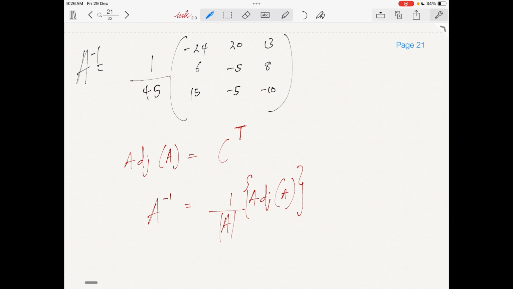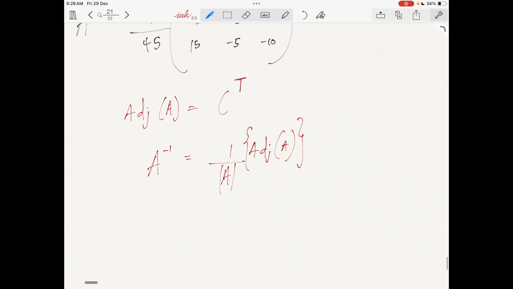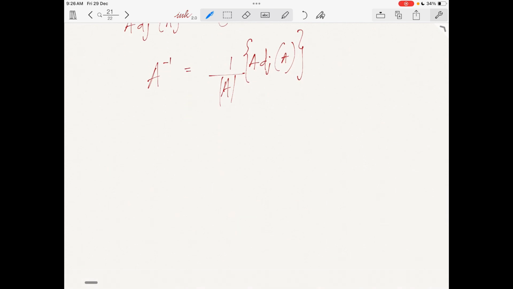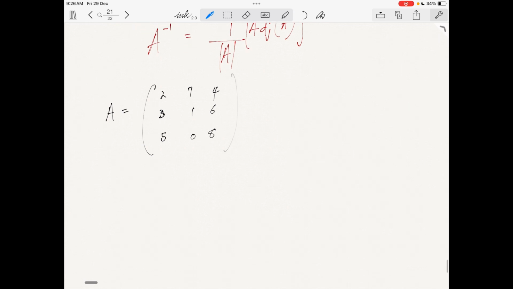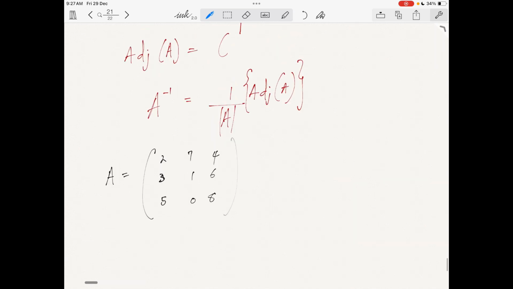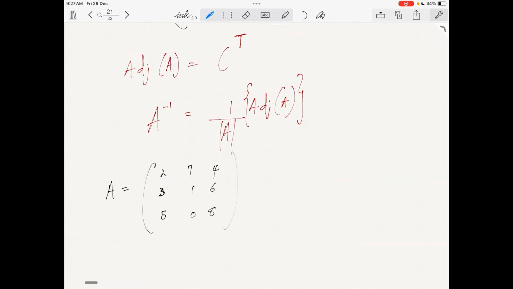Now, because of time, let's say we are given the matrix A equal to 2, 7, 4, 3, 1, 6, and 5, 0, 8, and we are asked to evaluate the adjoint and also the inverse of the matrix.